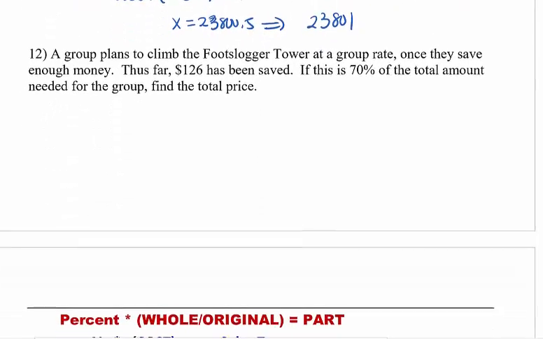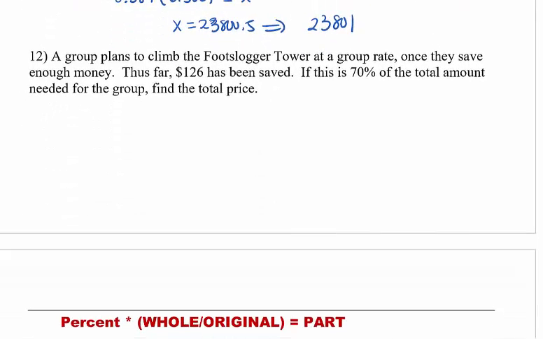So go ahead and read number 12 for me. Pause it, try to set it up, and then listen to my explanation. Group plans to climb at a group rate once they save enough money. Thus far, they have 126 saved. This is 70% of the total amount. Find the total amount. We need the total amount.